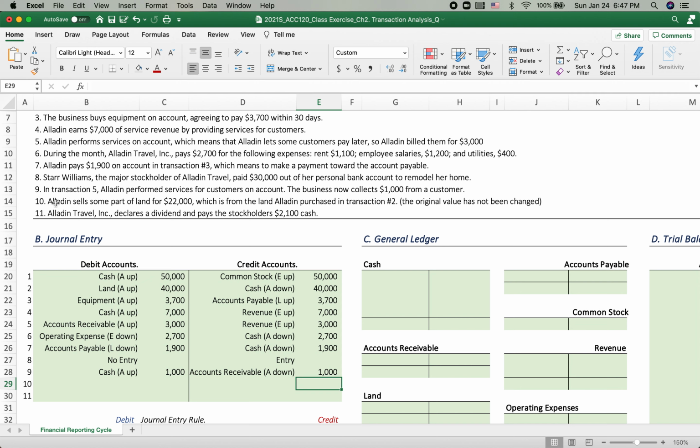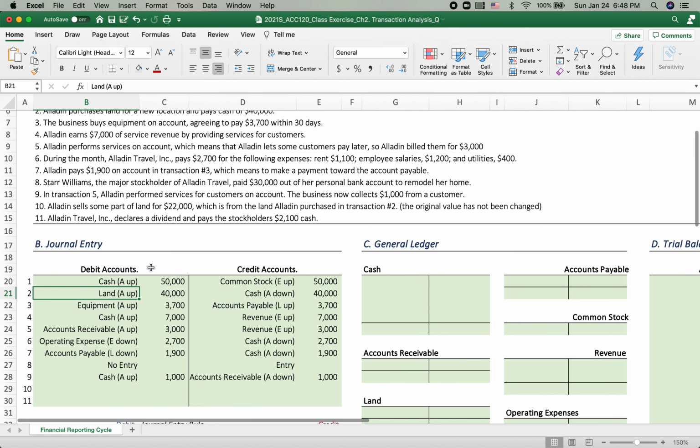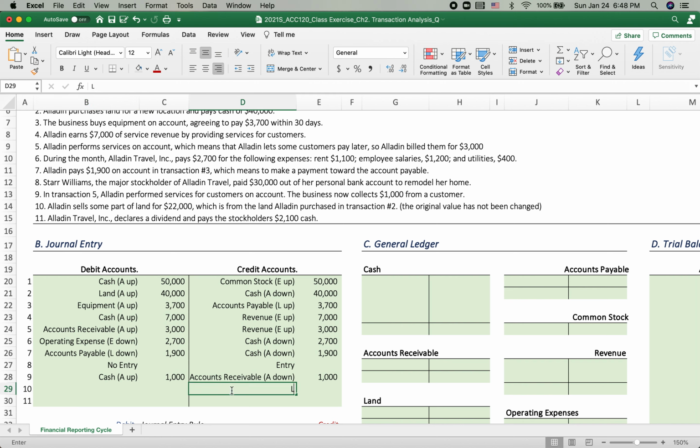Then number 10, Aladdin sells some part of land for 22,000. Aladdin purchased the land that has a value of $40,000 in transaction number 2, but the company decided to sell some part of this land. The original value has not been changed. That means some part of the land, $22,000. So land asset down, the land value out of $40,000, 22,000. So they receive the cash. There is no indication of an on-account transaction, so we just put the cash by the amount they indicated, 22,000.